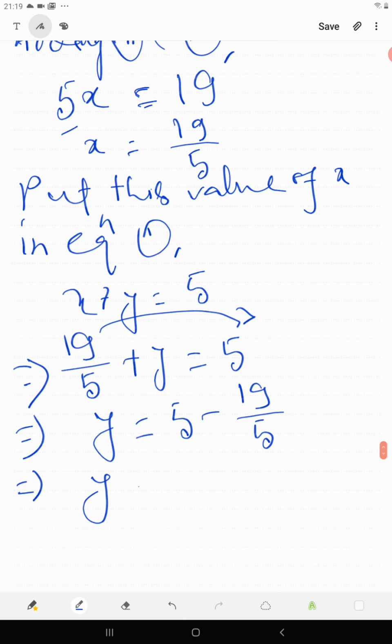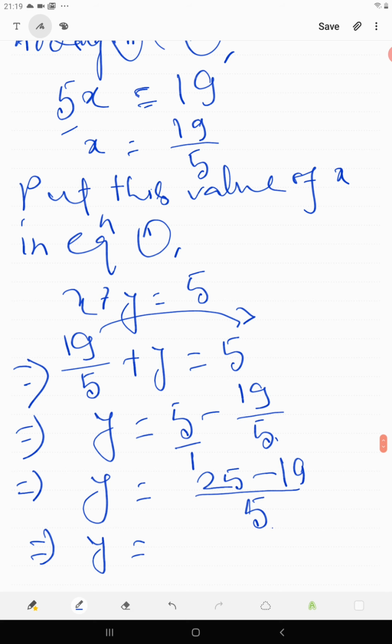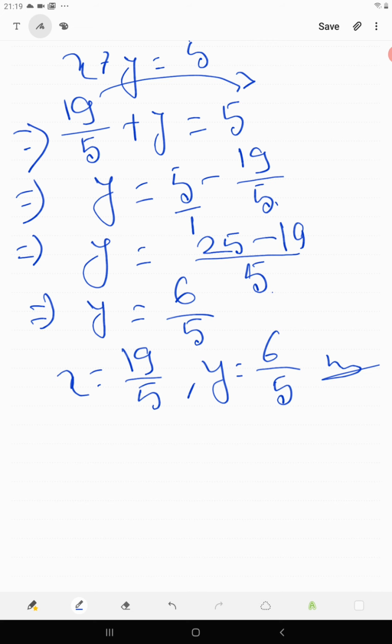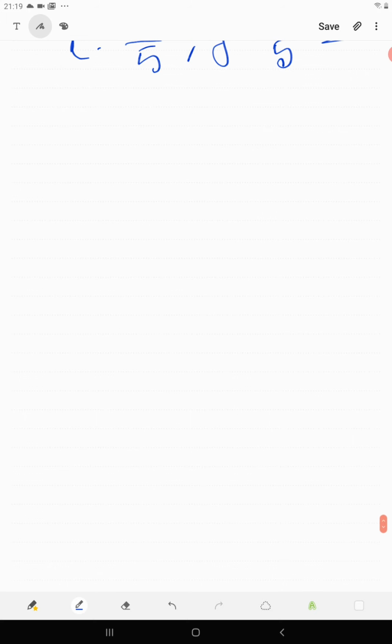Now 5 will be the LCM, and here it is 1. So 5 divided by 1 is 5, 5 into 5 is 25. Minus: 5 divided by 5 is 1, 1 into 19 is 19. So 25 minus 19 by 5. 25 minus 19 is 6, so y equals 6 by 5. So this is done. We have x equals 19 by 5, y equals 6 by 5. This is our solution, this is the answer. Okay, let's do the second problem of question 1. So what is it?